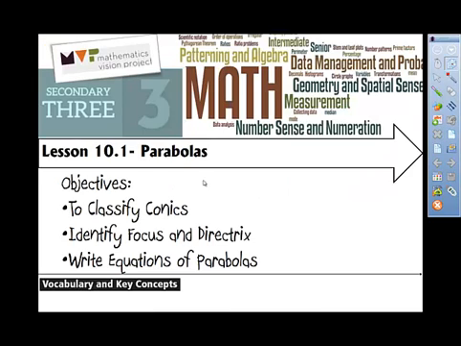And here we go. All right, so 10.1. We are going to classify conics first, being able to tell the difference, and then kind of advanced is going to be identifying the focus and the directrix and writing equations of parabolas.